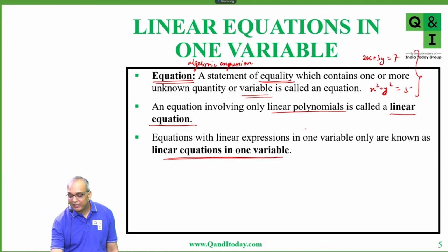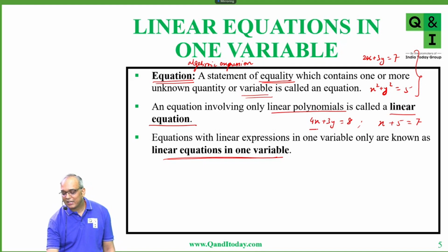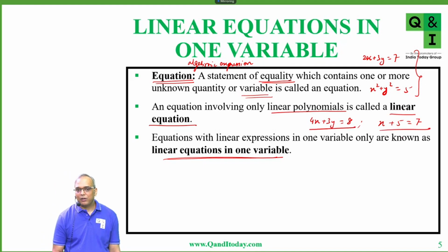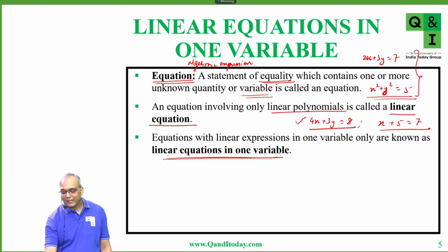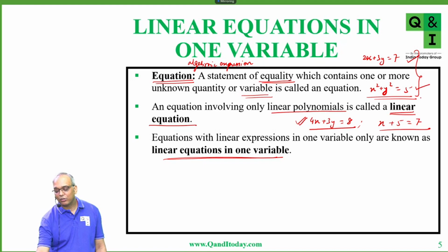When I talk about a linear equation, you have 4x plus 3y is equal to 8, or you can have x plus 5 is equal to 7. So these are all linear equations. In the previous one, you can see there are two variables and the powers are more than one. If the degree, the power of the variable, is 1, then it becomes a linear equation. In an equation, the power of the variable can be 1 or 2. If we specifically say the power of the variable is 1, that means this is a linear equation.